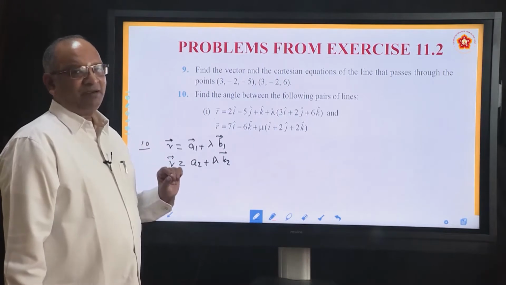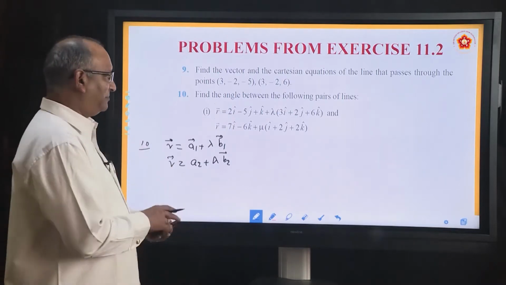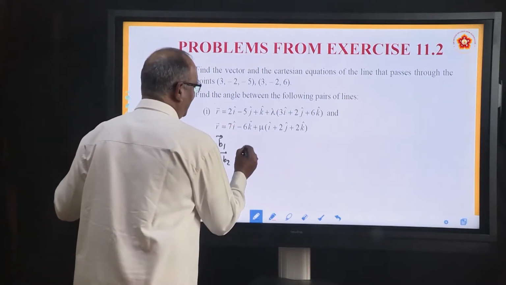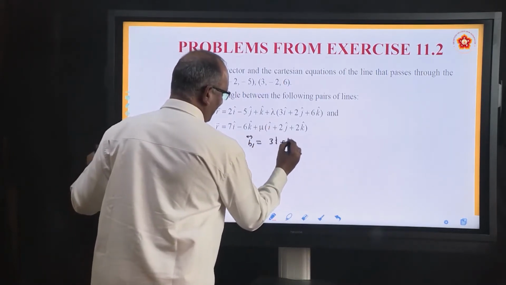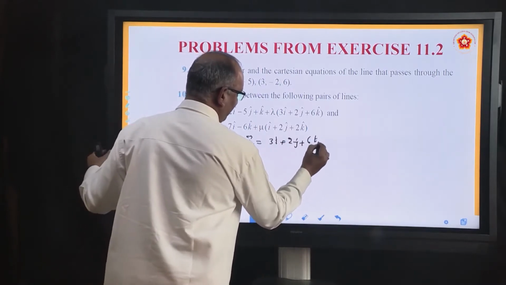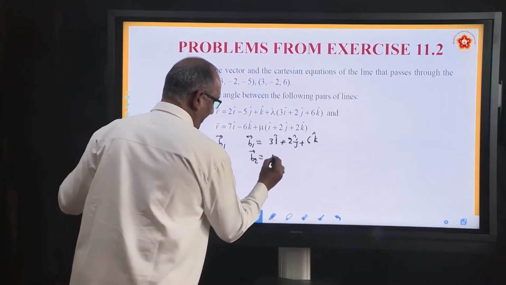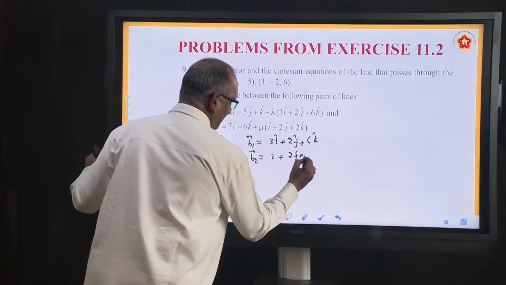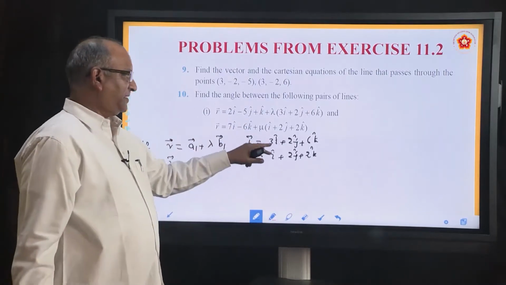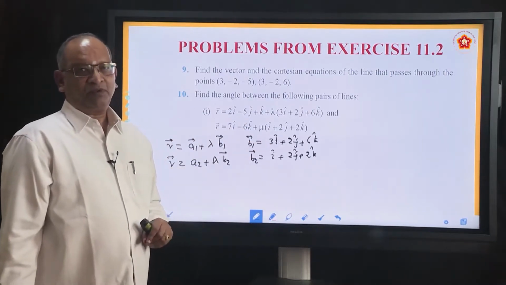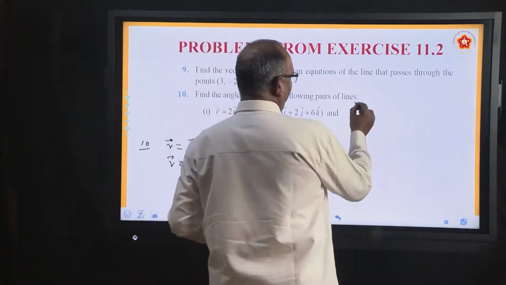So what is important here? The vectors b1 and b2. So from these two, find out what b1 and b2 are. So in our problem, b1 is equal to 3i plus 2j plus 6k. And what is b2? i plus 2j plus 2k. This is b1 and this is b2. We want to find the angle between them. What is the formula we have learned?